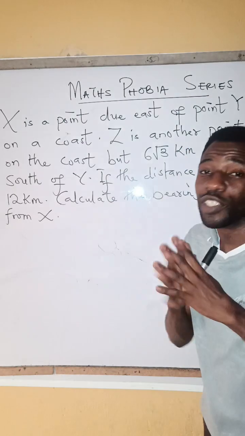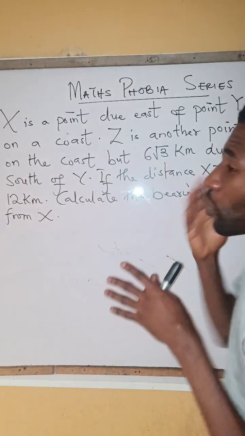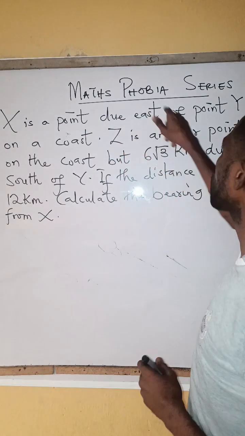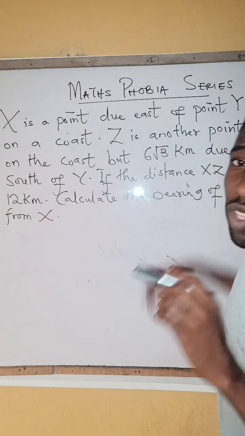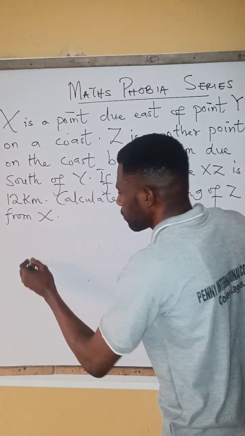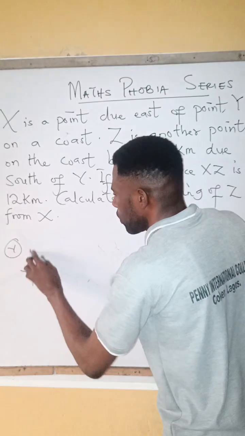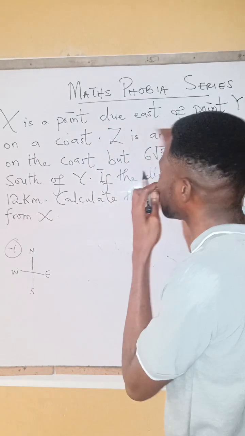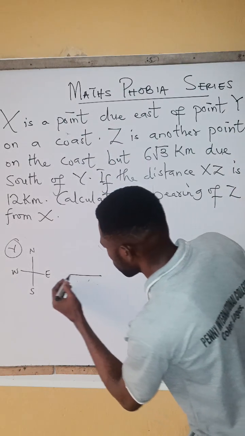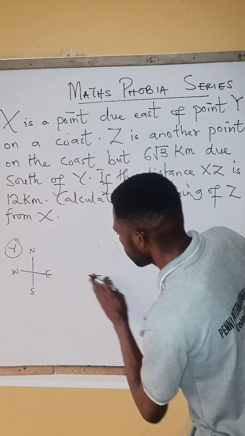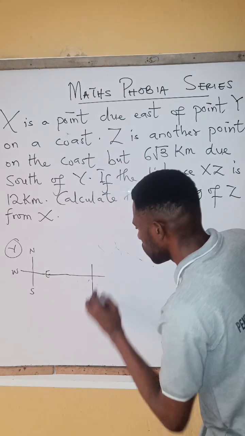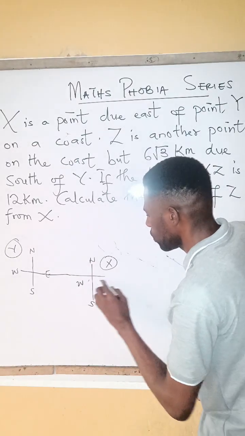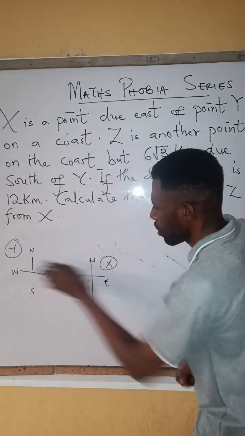Now we started a series on bearing and distance, so let's quickly jump into this question. Follow me. X is a point due east of point Y. So point Y is the reference point. This is point Y, with north, south, west, and east. We're told that X is due east. X is facing the east direction of Y. So this is X. So X is due east of Y.